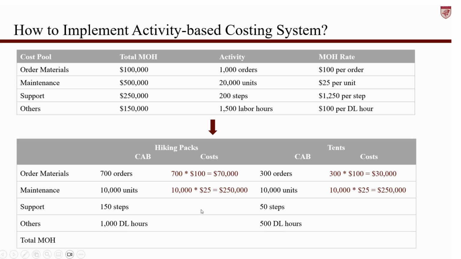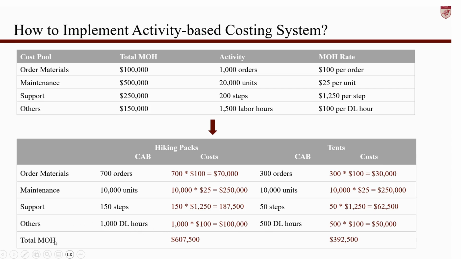Just likewise for tents, $1,250 per each step. So 150 steps times $1,250, 50 times $1,250. And lastly, we're going to apply based on labor hours. So $100 times 1,000 and 500 times 100. Okay, so all these are applied based on each activity rate and consumption of those activities, and then basically we add up to get the total MOH allocated based on the activity rates.